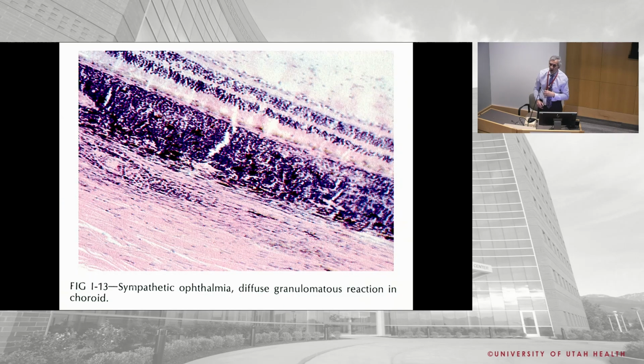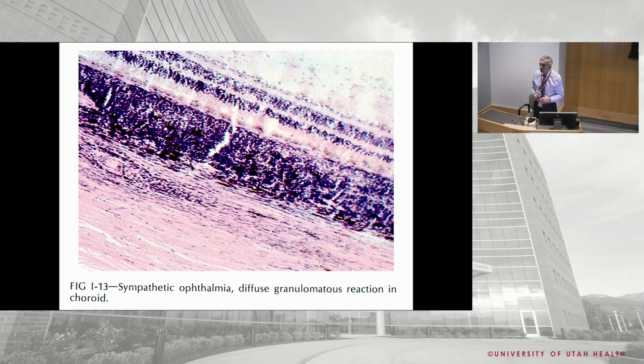All right, so now we've got three different types of granulomatous inflammation. This is an example of the first type, and we call this diffuse granulomatous inflammation. The classic example of a diffuse granulomatous inflammation is in sympathetic ophthalmia.